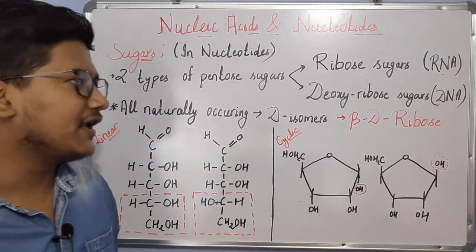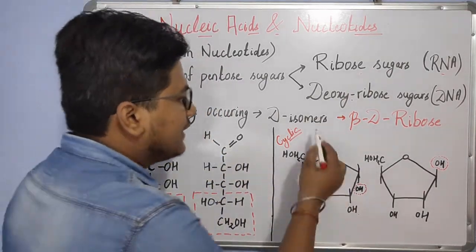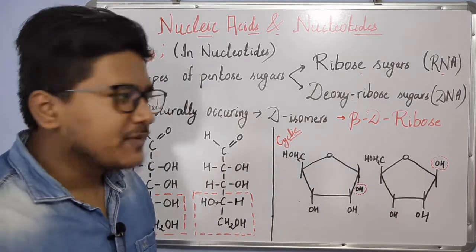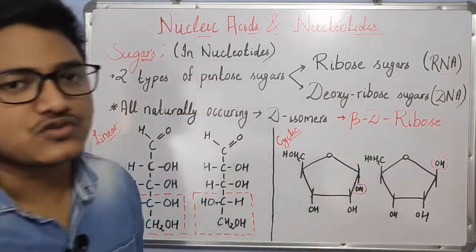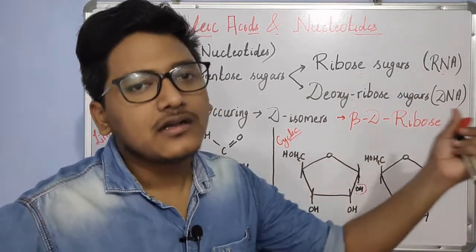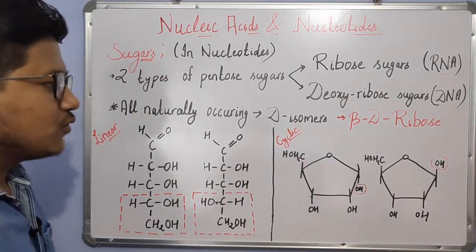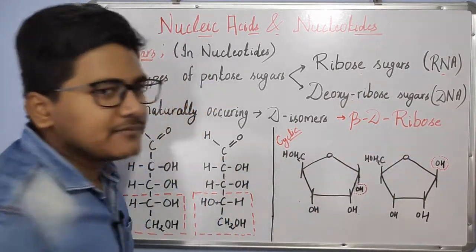Now, all the naturally occurring forms of the RNA or DNA or nucleotides are D isomer, and to be more specific, these are beta D ribose sugars or beta D deoxyribose sugars. So what is this classification, the beta D?